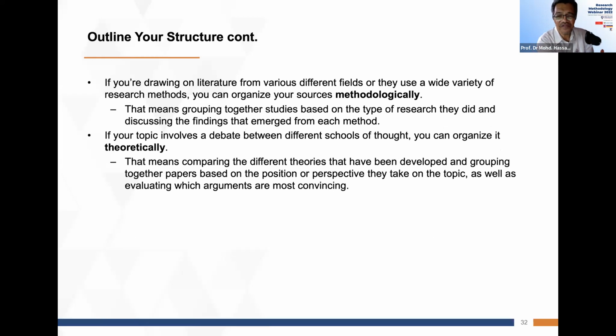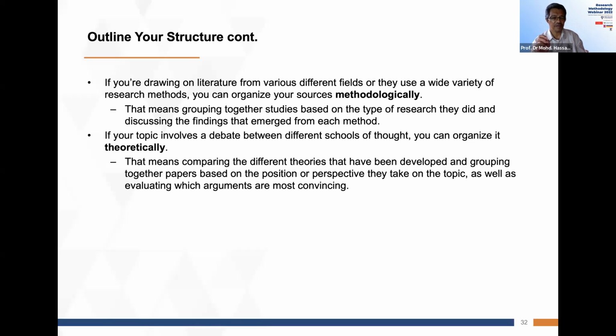If you are drawing on literature from various different fields, for example, you've read one paper that focuses on engineering and another on medicine, but they still focus on your area of study, so they use a wide range of research methods, you can organize them methodologically. Someone mentioned the gaps. Perhaps this is where you can address some of the gaps in the methodology being used. This means grouping together studies based on the type of research they did and discussing the findings that emerge from each method. If you are talking about a methodological gap, you can link them and group them together methodologically.